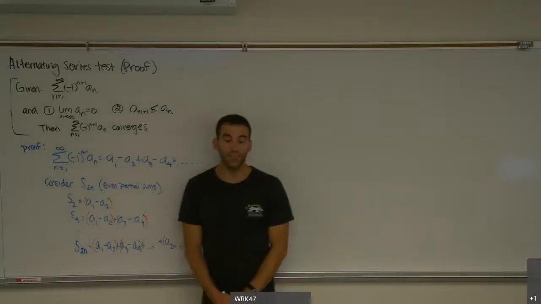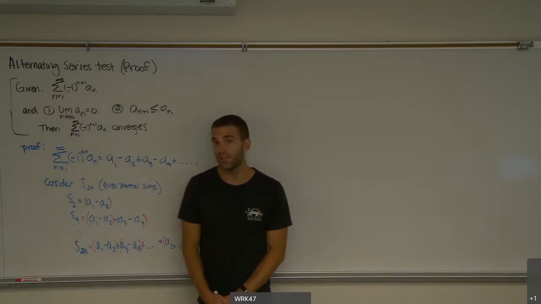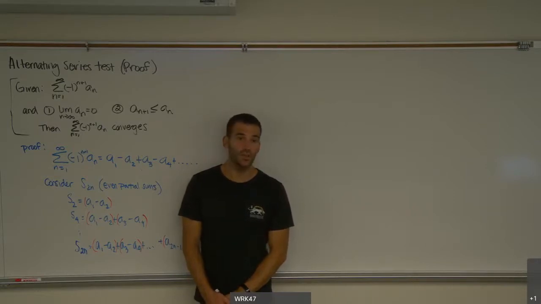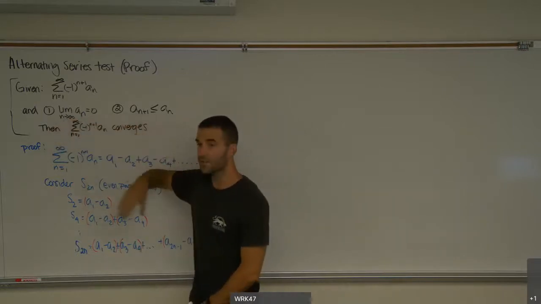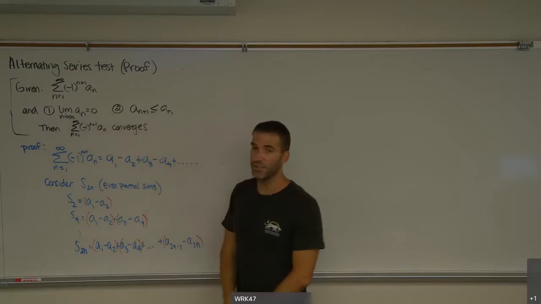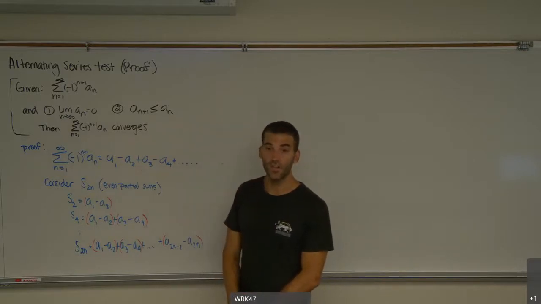Welcome back. We're going to do a little short video on the proof of the alternating series test. So remember, in the last video, we introduced alternating series and we talked about how easy it was for an alternating series to converge. You only need to make sure that it was getting smaller and going to zero, and that is enough to say the alternating series converges. Now the question is why?